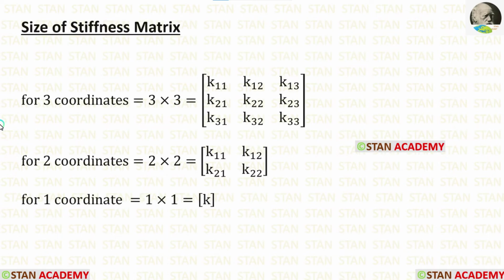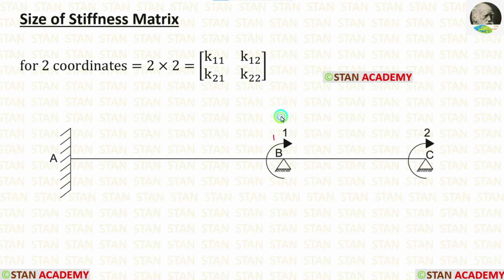Now let's see the size of the stiffness matrix. For 3 coordinates, the size will be 3 by 3. For 2 coordinates, the size will be 2 by 2. For 1 coordinate, the size will be 1 by 1. In this problem, we are having 2 coordinates. So the size will be 2 by 2. Inside the matrix, we will have 2 rows and 2 columns. To calculate the first row, we have to apply the unit displacement in the first coordinate, and to calculate the second row, we have to apply the unit displacement in the second coordinate.